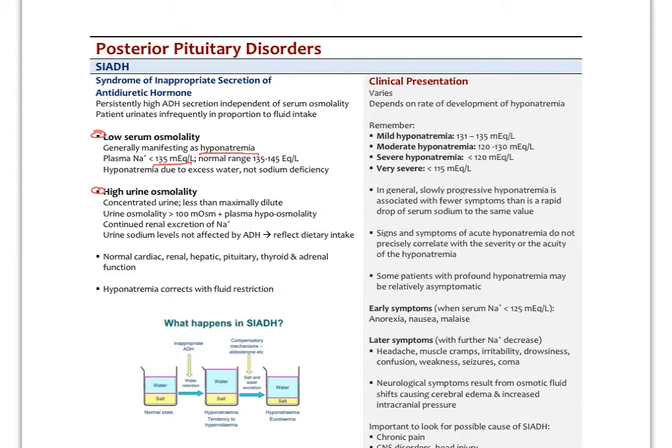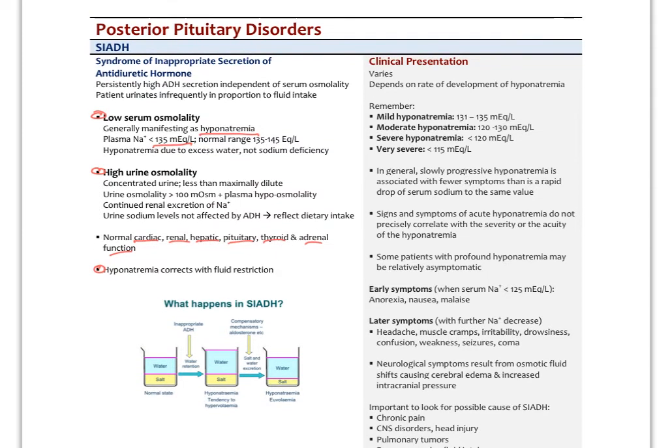Okay, and then they're going to have normal cardiac, renal, hepatic, pituitary, thyroid, and adrenal function. So again, we have to look through all those first to then arrive at the diagnosis of SIADH. And the hyponatremia in SIADH will correct with fluid restriction, and that's part of a diagnosis as well. All right, so those are the general features of SIADH.